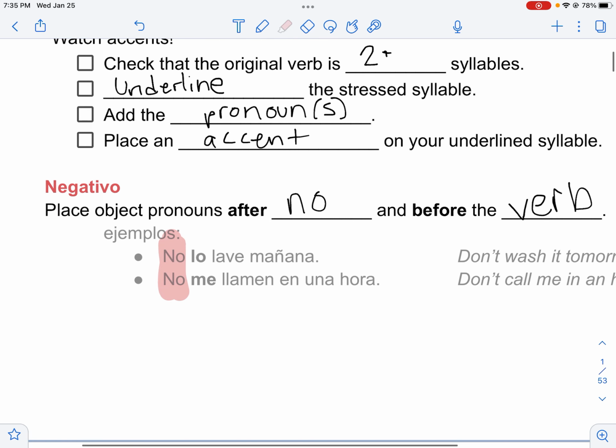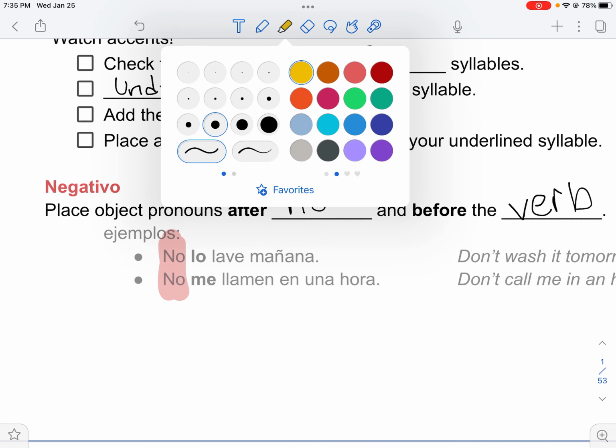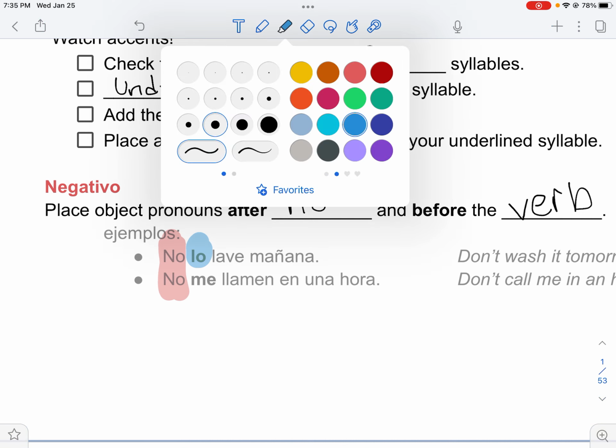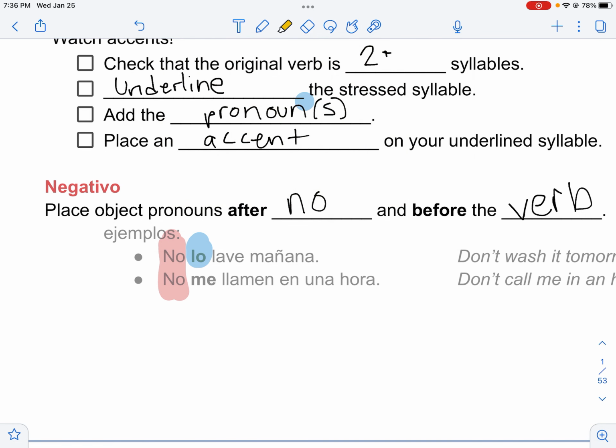So you see those pronouns here. No, lo, lave. Do not wash it. No, me, llaman. Oh, just kidding. I did the wrong colors. This is a direct object, and this is indirect object. I miss my Apple Pencil.